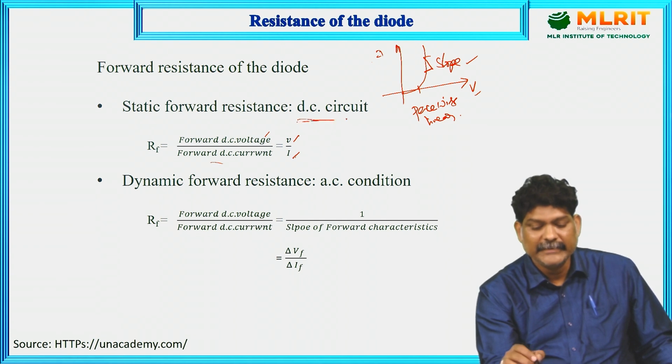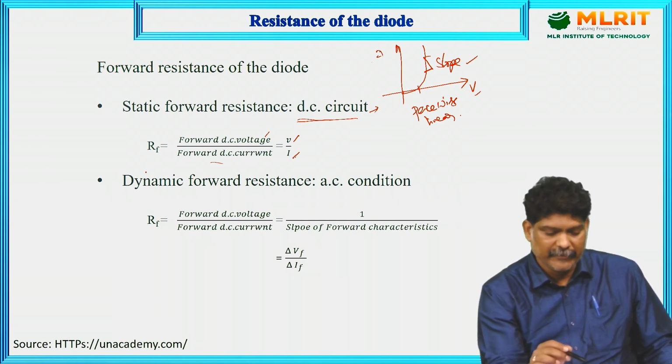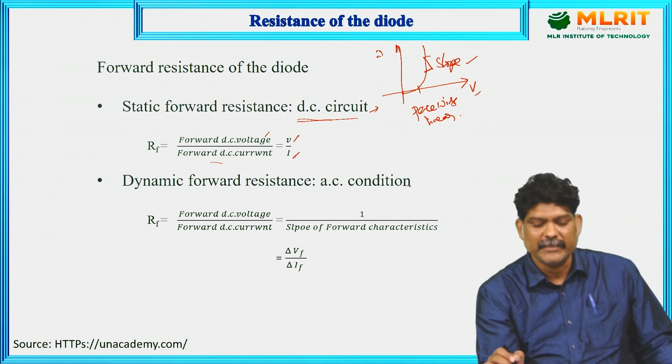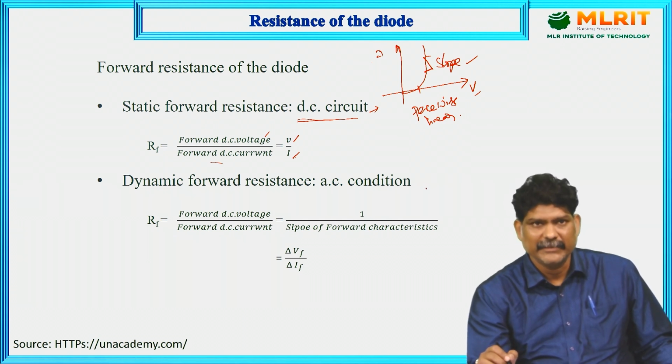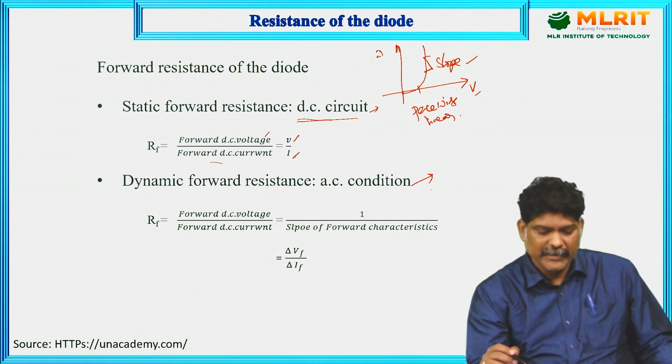So, when DC circuit, that means it is used in DC circuits. Forward resistance means DC circuit. So, when DC supply is given to the diode, then the resistance offered by the diode is called static forward resistance given by RF. Similarly, dynamic forward resistance. So, it is used in the AC condition. That means the diode is supplied by AC voltage, AC source. Then the resistance offered by the diode is called dynamic forward resistance.